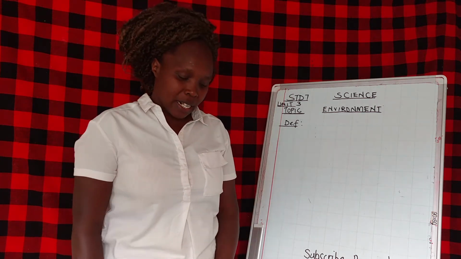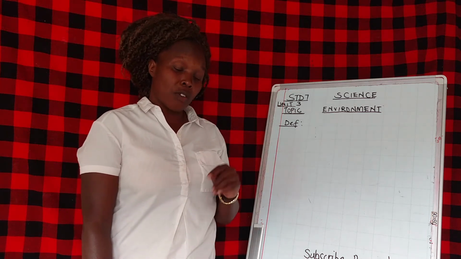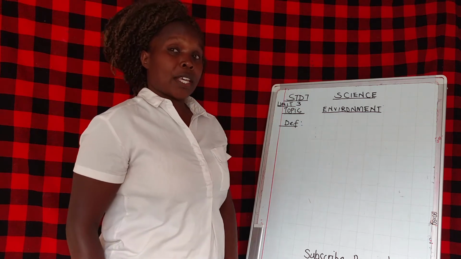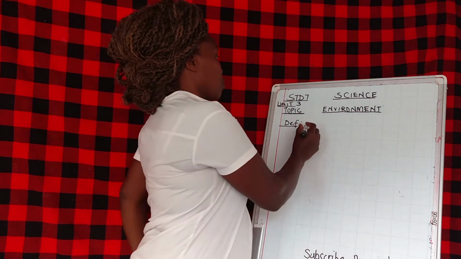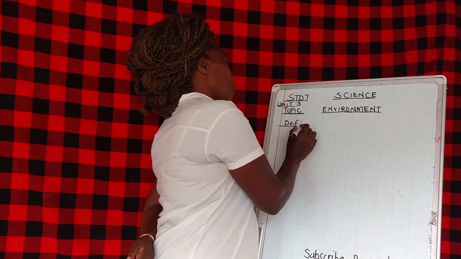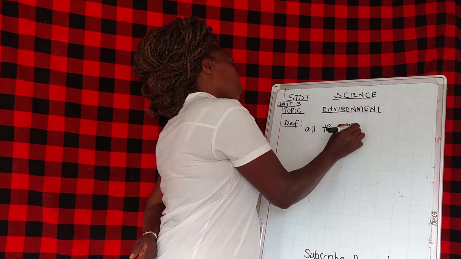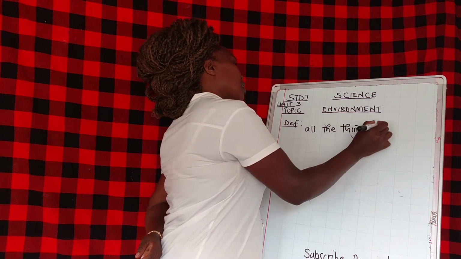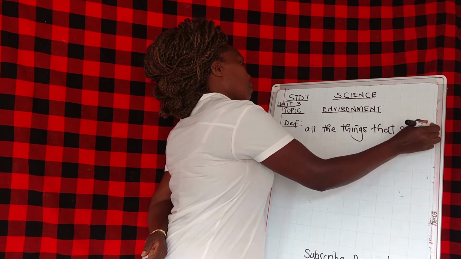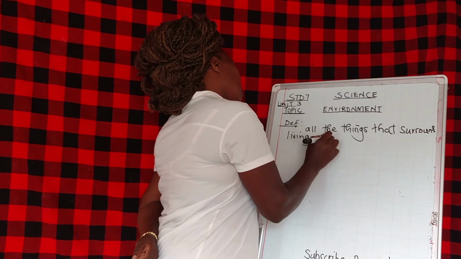What about the non-living part of the environment? It comprises air, soil, and water. So we have said that environment refers to all the things that surround living organisms.